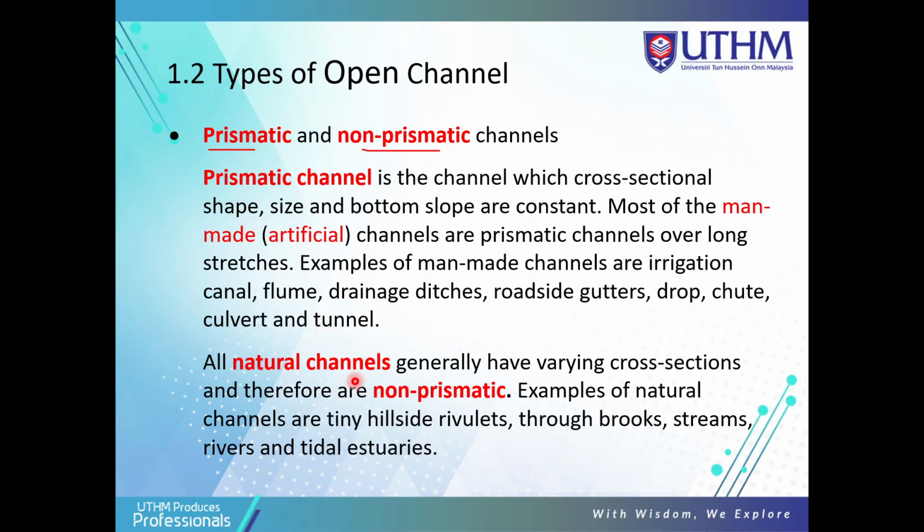All natural channels generally have varying cross sections and therefore are non-prismatic. Examples of natural channels are tiny hillside rivulets, brooks, streams, rivers, and tidal estuaries. So this is a natural channel, which is non-prismatic. The types of open channel.